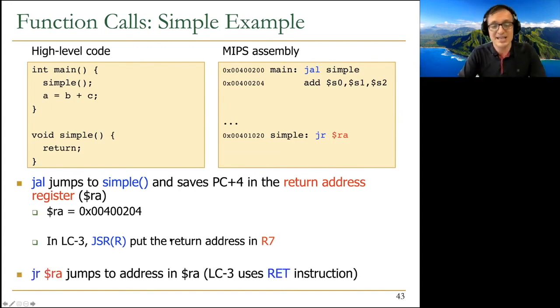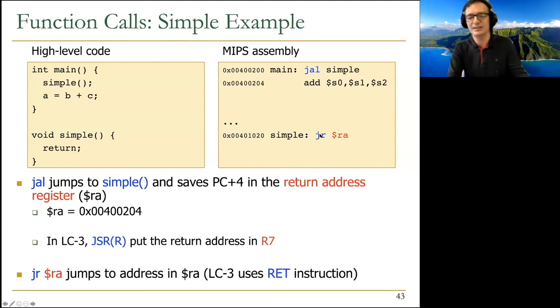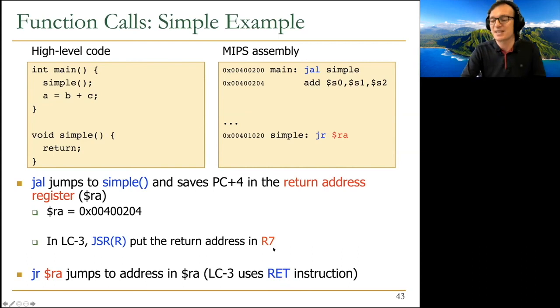Okay, basically, as I said, jump register RA jumps to the address in RA. LC3 simply uses the ret instruction, which is essentially a jump register, but a specialized jump register, which basically sets the PC to RA, essentially.